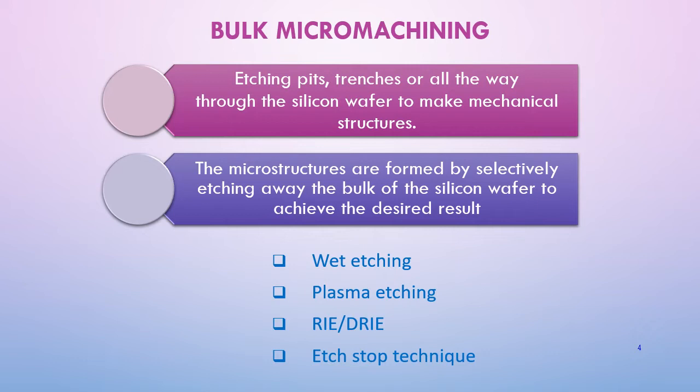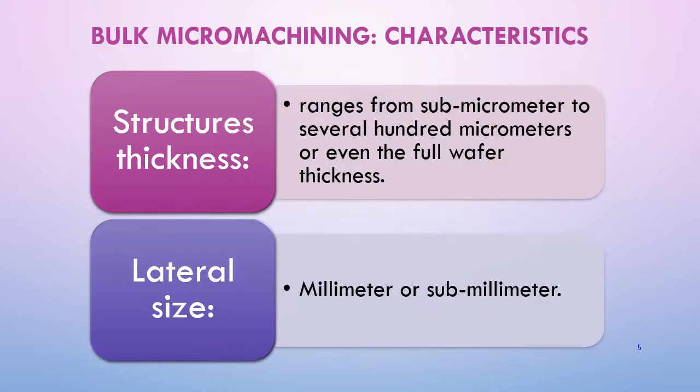The microstructures are formed by selectively etching away the bulk of the silicon wafer so that you can achieve the desired result. Some processes involved in bulk micromachining are wet etching, plasma etching, and dry etching, and etch stop techniques. Here are some characteristics of bulk micromachining. For the structure thickness, the range is from sub-micrometer to several hundred micrometers, or even the full wafer thickness is possible. Another one is lateral size. It can go to millimeter or sub-millimeter in dimension.